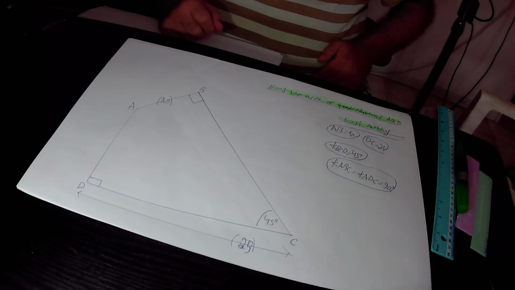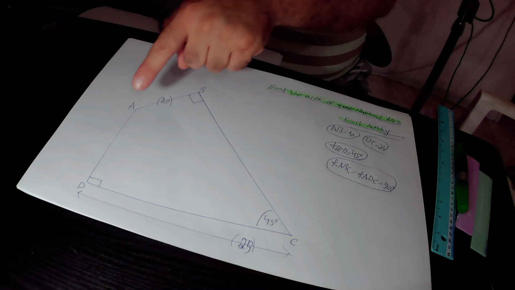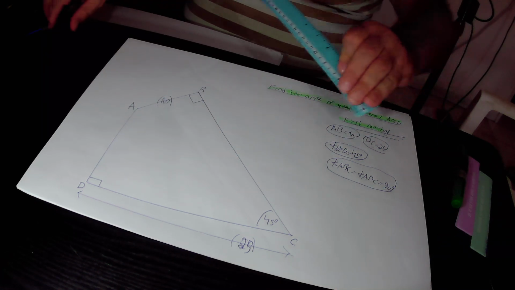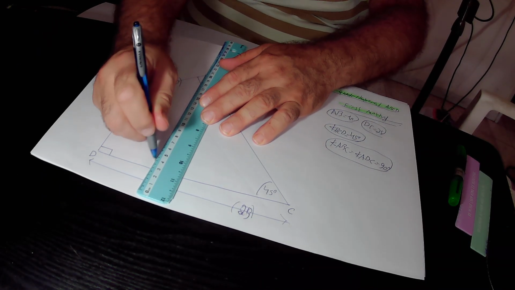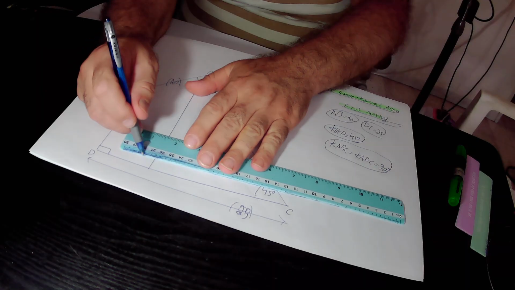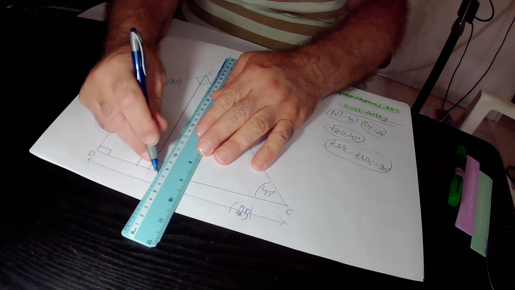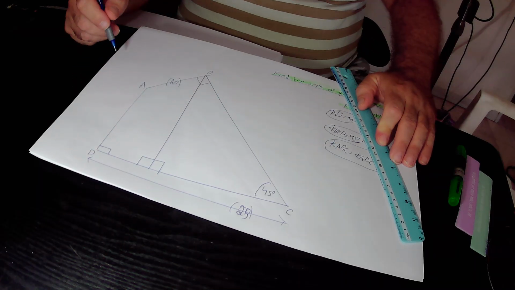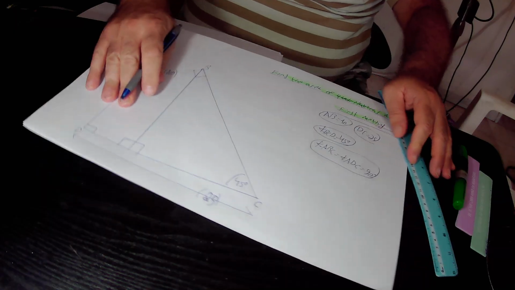So first of all, we will do a construction. From point B, we will draw a perpendicular to DC. So actually, this angle equals 90 degrees, and this angle also equals 90 degrees according to our construction. We will define the touching point of the perpendicular from point B and DC as point N.